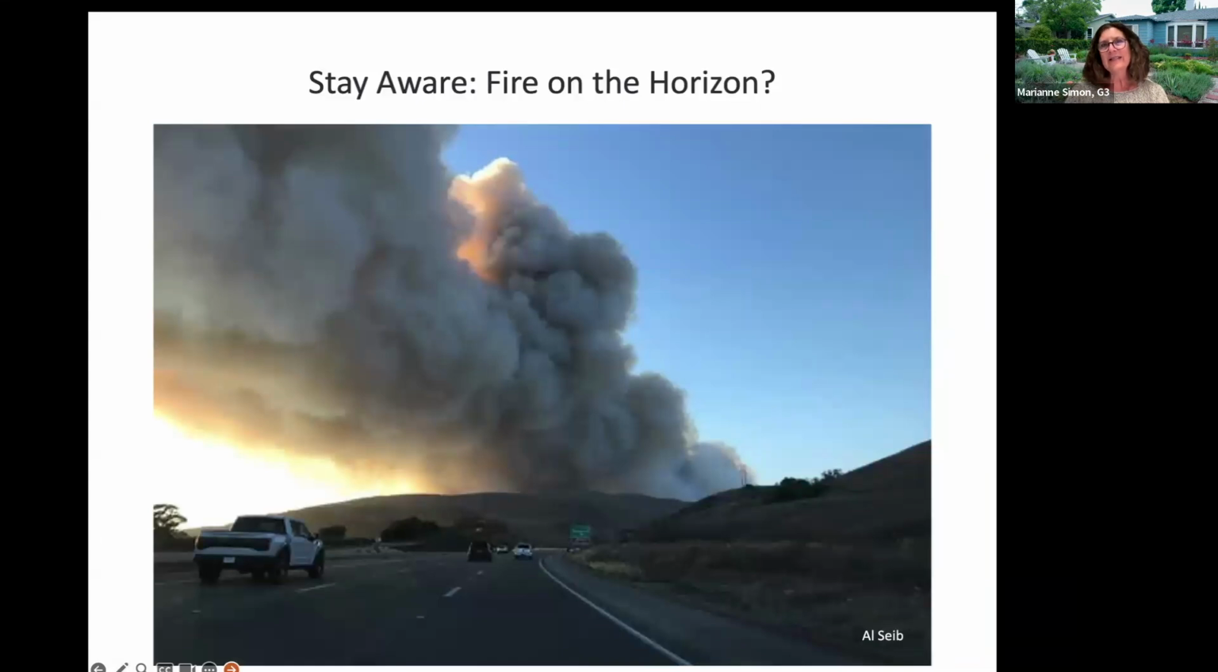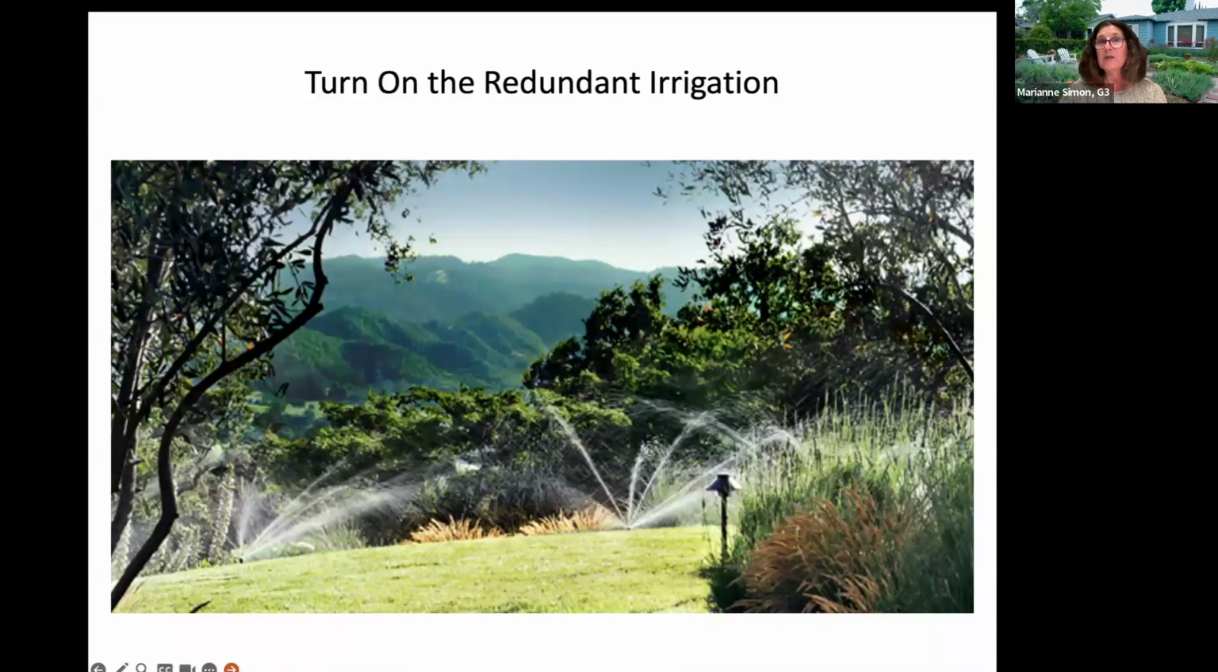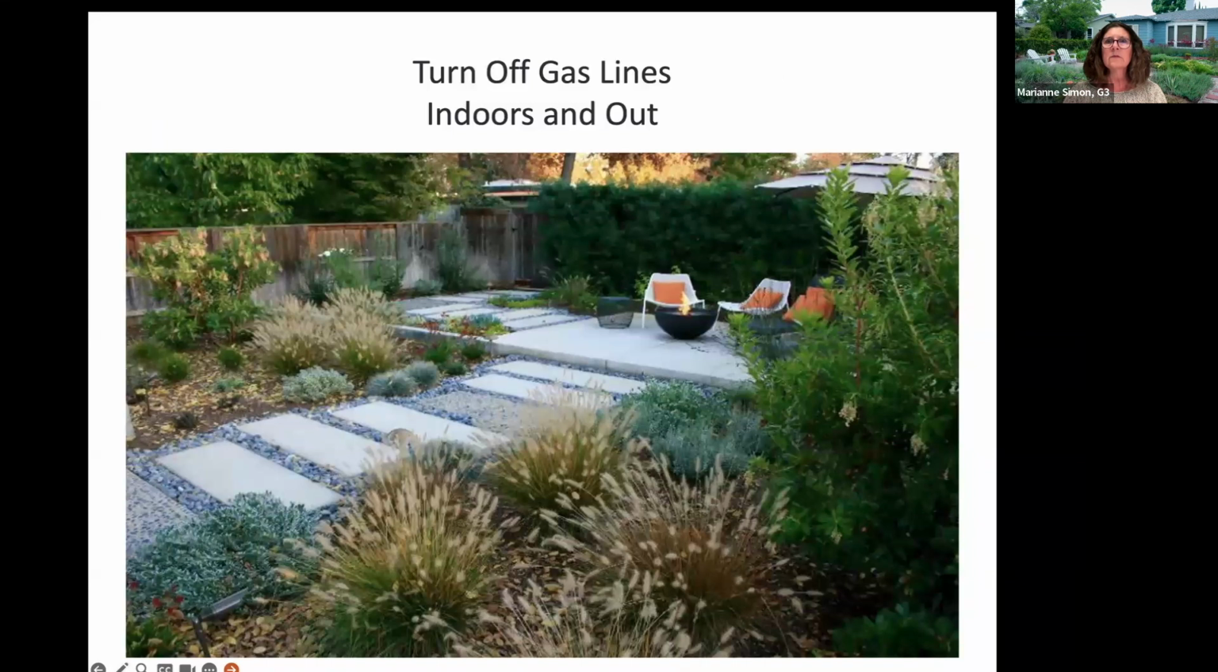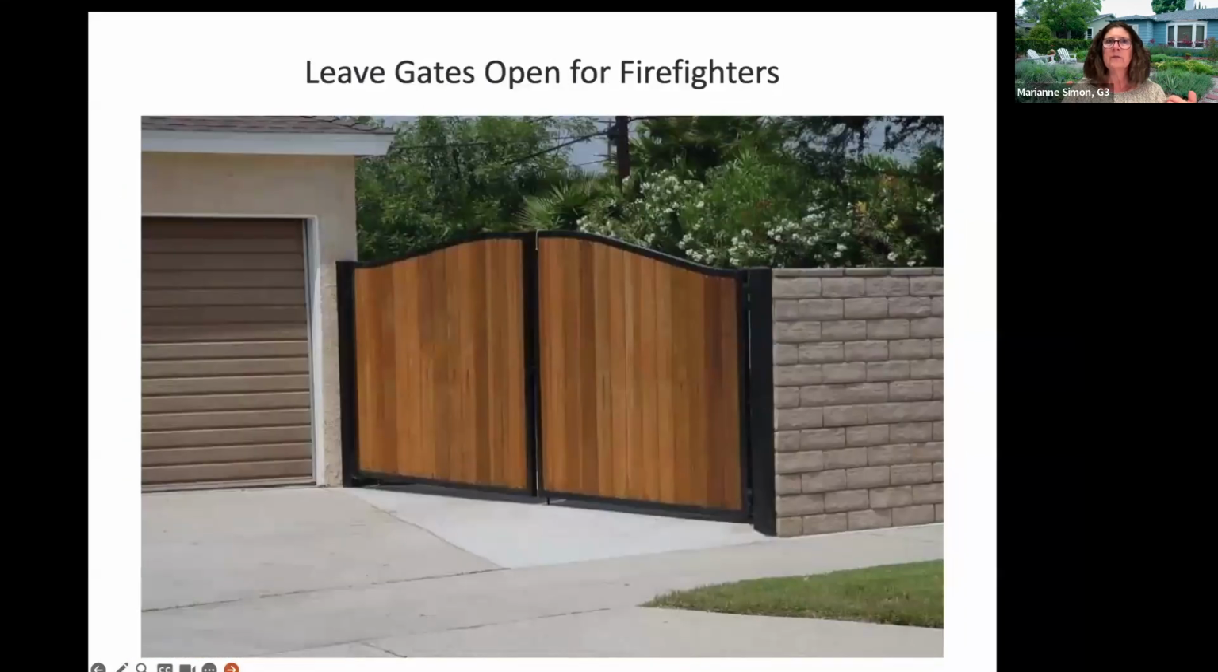And then if there is a fire, and some of you may have experienced that, and you look out and it's like, oh my gosh, I can see the flames from where I am. And so you really need to be paying attention. This is the opportunity where you turn on that redundant irrigation. You try to wet as much as possible. If the gas is on, make sure that it is turned off, both for indoor and outdoor.